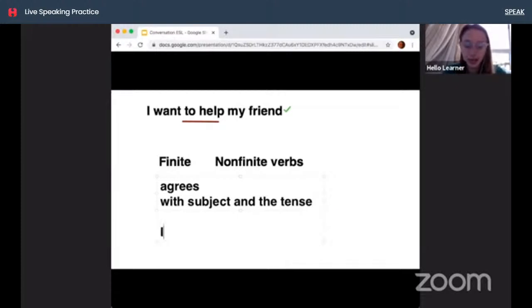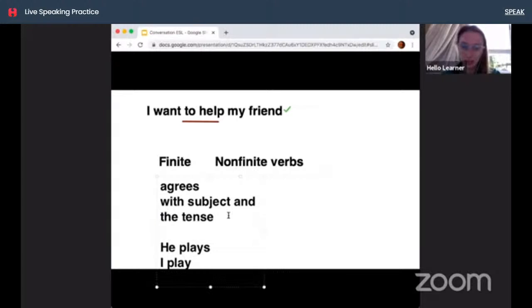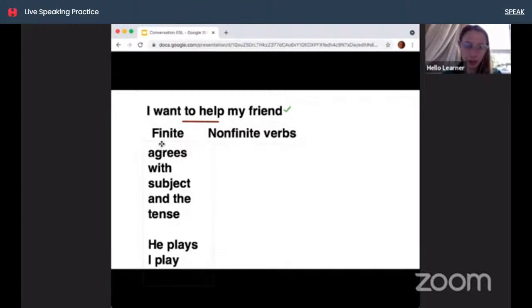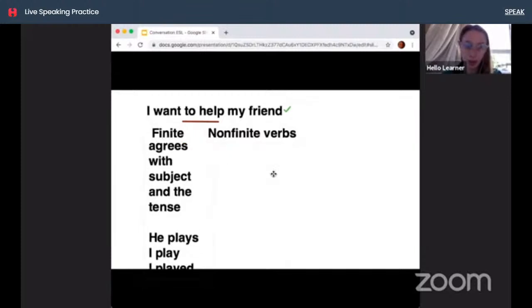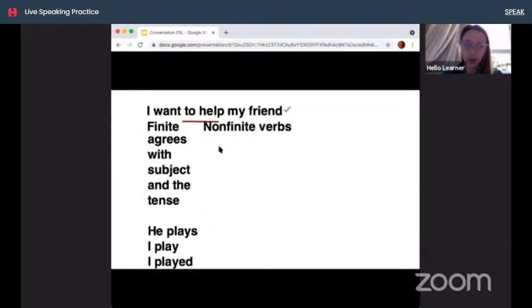So you could say, he plays. Here it's changing for he. I play is the difference. If we wanted to talk in the past tense, I played. So that's one kind of verb where it does change. That's the finite verb. But then the non-finite verb is the one where it doesn't change. So it's the opposite. You don't change the verb for the subject and tense.